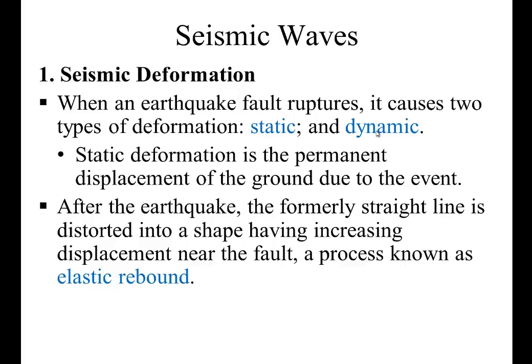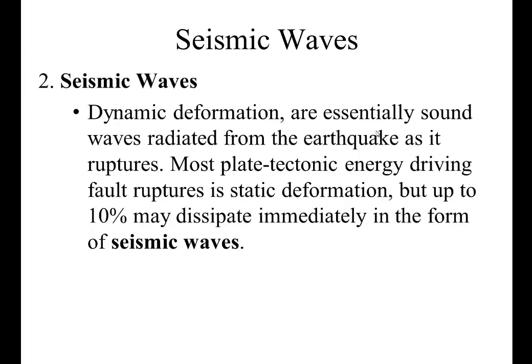So imagine a road and break the road, and part of the road moves to the left, part of the road moves to the right, part of the road moves up, the other part moves down. Whatever case you get, you're going to get that elastic rebound. The stress is released, but the straight lines have been distorted.